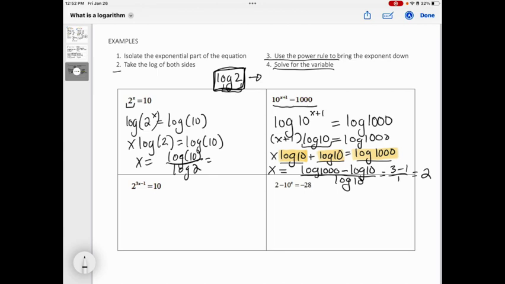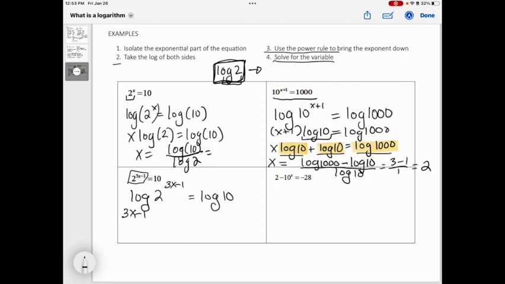Looking at this next example, I have 2 raised to the power of 3x minus 1 is equal to 10. Here, you have your exponential part of the equation isolated. So we don't have to worry about step 1. It's already isolated. I see my base with my exponent on one side and everything else on the other. So now what I can do, step number 2, is take the log of both sides. So I take the log of 2 raised to the 3x minus 1 is equal to log 10. Now I can bring my exponent down in front, remembering to put parentheses around that because we're taking the entire exponent, multiplying it by log 2.